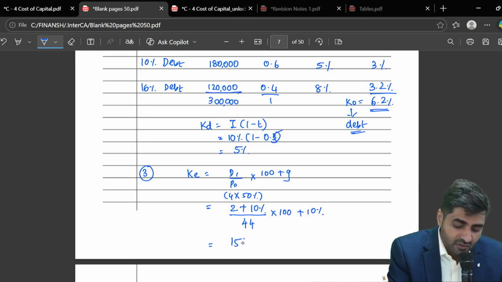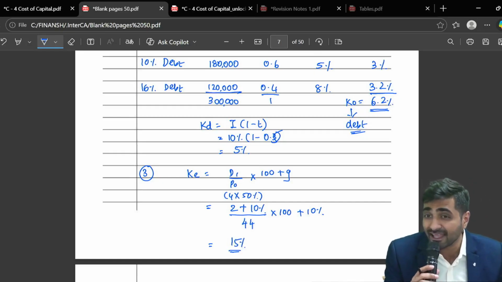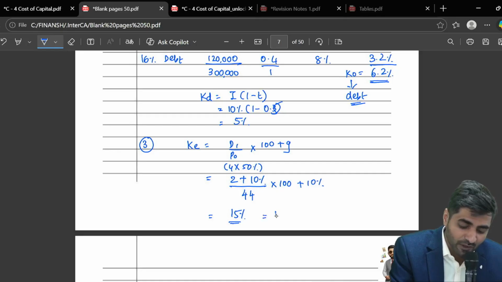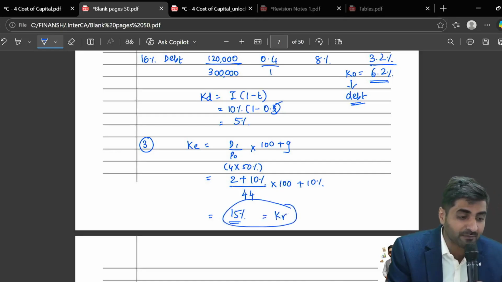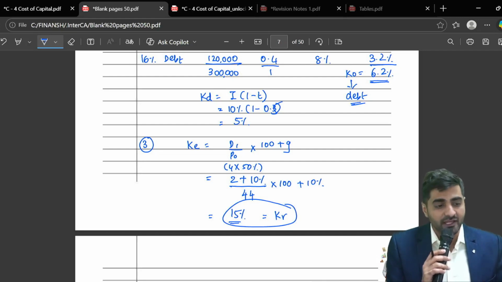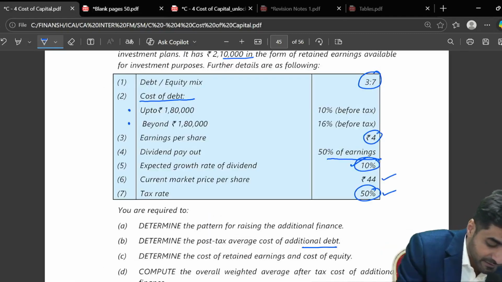15%. So can I say if my KE is 15%, what do you think is going to happen to my KR? Can I say my KR is also going to be dash? Can I say your KE will be equal to your KR? That is going to be 15% only. Hello? You didn't get this. So your KE, KR both are going to be the same. And that is nothing but your 15%.